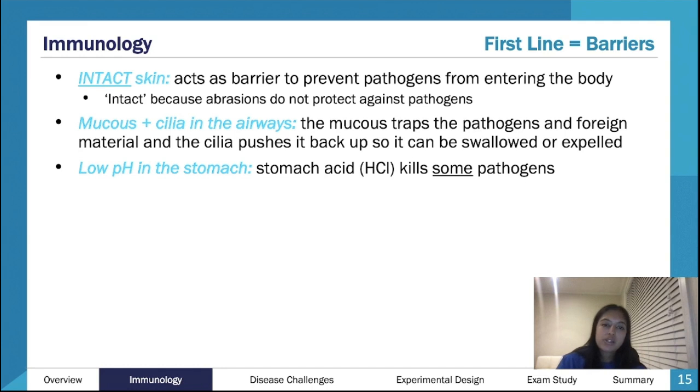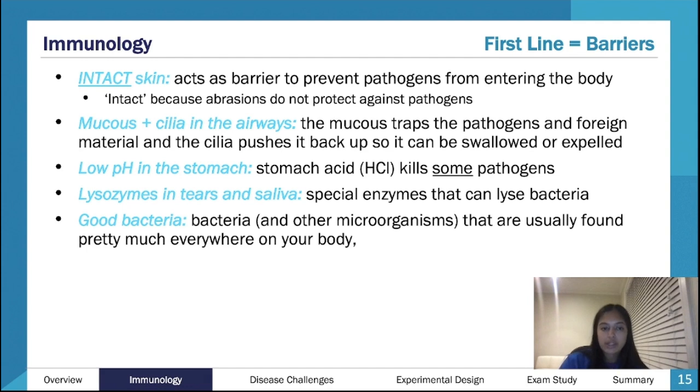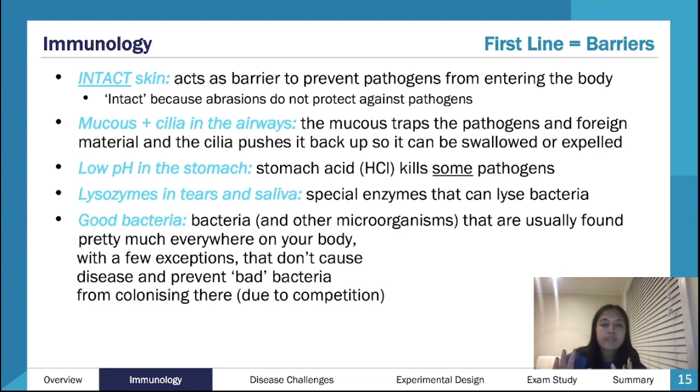So a low pH in the stomach, this is chemical. Stomach acid is very acidic, so it can kill certain pathogens, but of course there are some bacteria that hang around in the stomach as well. Lysozyme, these enzymes in your tears and in your saliva, can help to degrade certain pathogens as well. Your good bacteria should be referred to as your microbiome, your microbiota. They're found in other places on your body, with a few exceptions which are sterile areas, but this microbiome helps because they compete with your bad bacteria. It's a little bit of good versus bad.